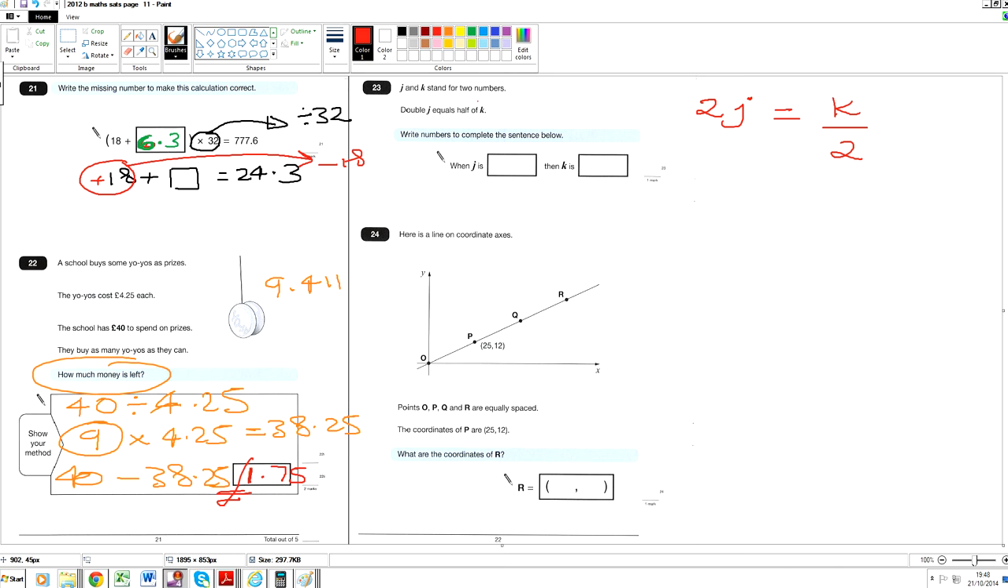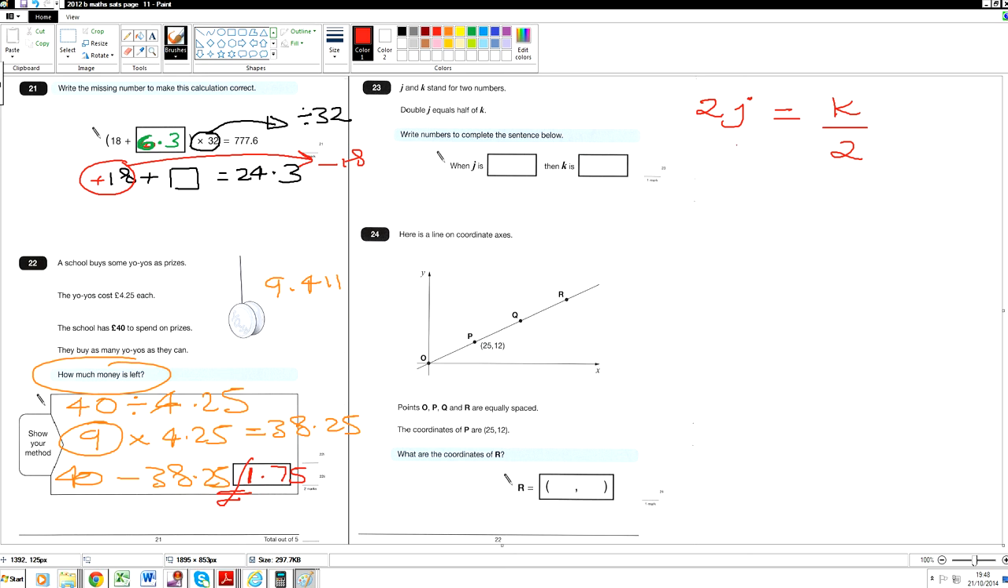J and K stand for two numbers. Double of J, so 2J, equals half of K. So I've set that as an algebraic equation. Write down numbers to complete the sentence below. When J is something, K is something. So let's just give J a value. Let's make it simple. Okay.